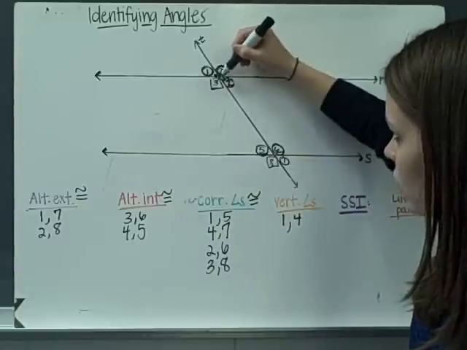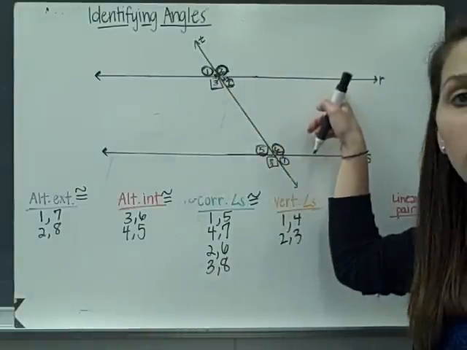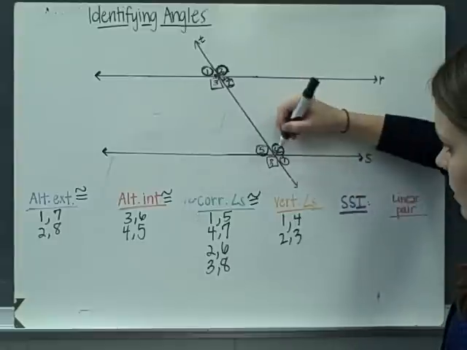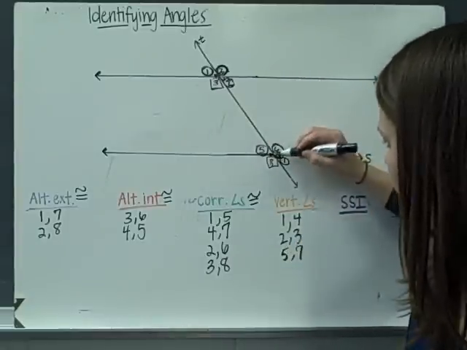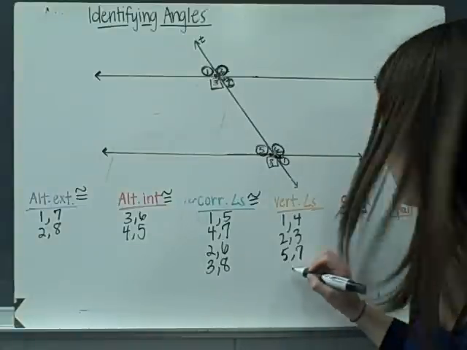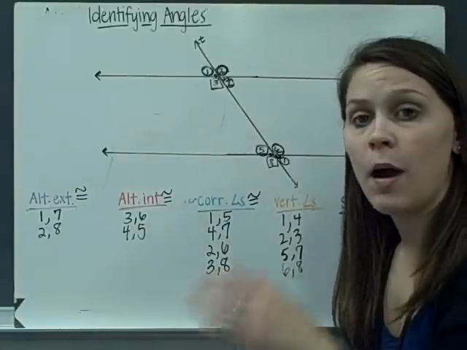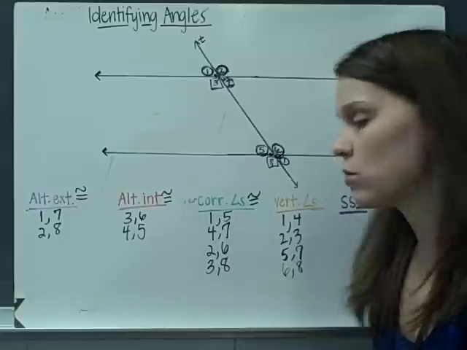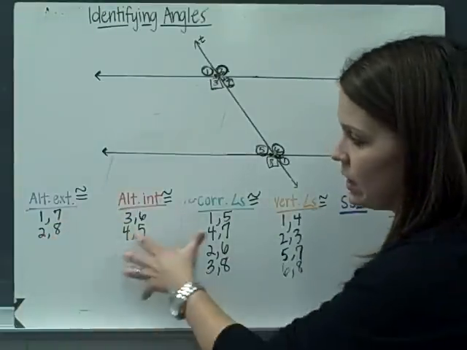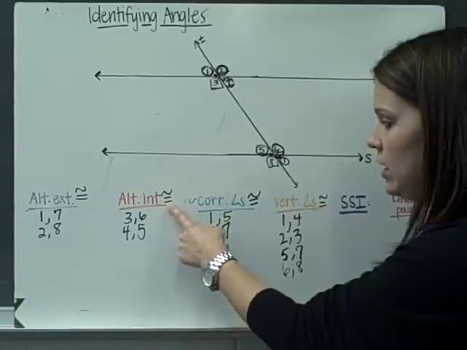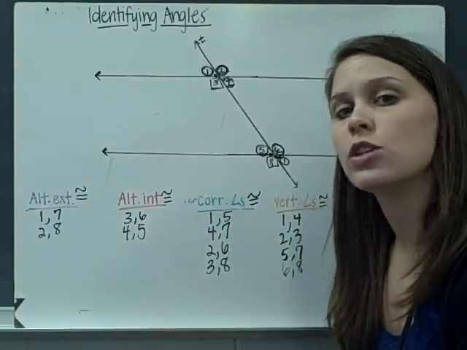And then in the other direction, we have 2 and 3. And that's all around line R. So now we look at S. We have 5 and 7. And then opposite each other, we have 6 and 8. And remember, we talked about vertical angles. They're opposite each other, and all vertical angles are also congruent. So when we look at this, alternate exterior, alternate interior, corresponding, and vertical angles all are congruent with each other.